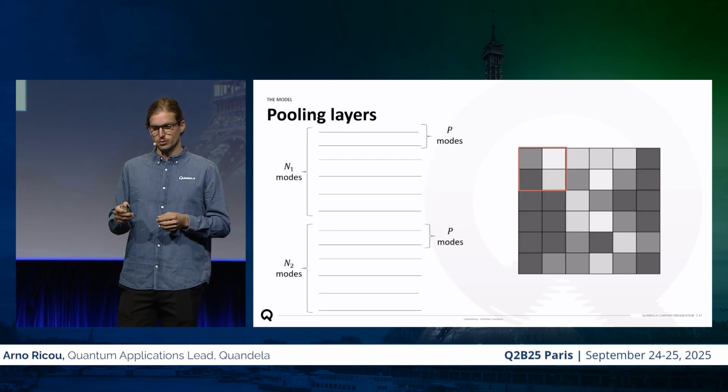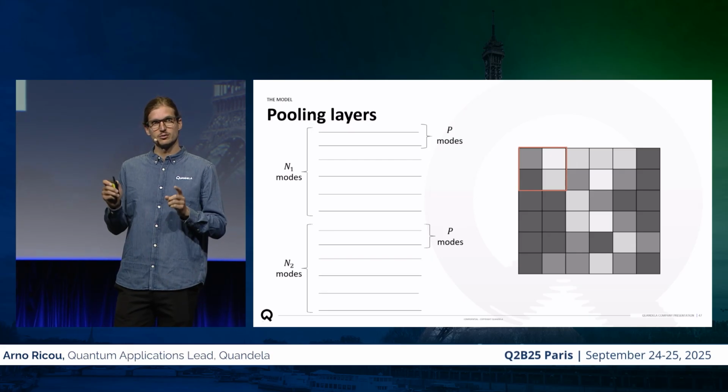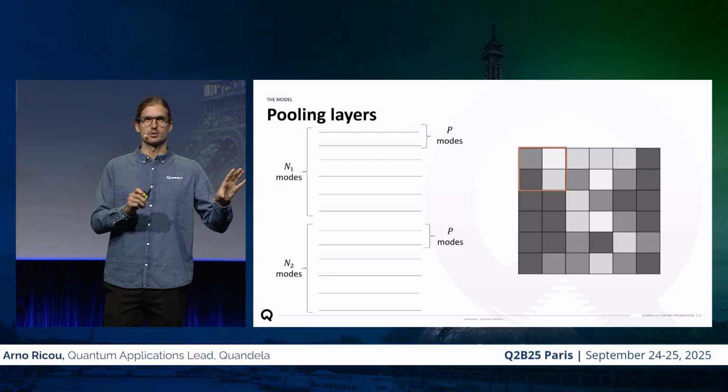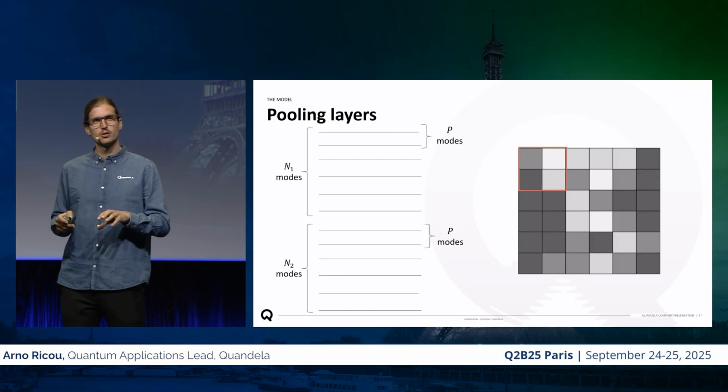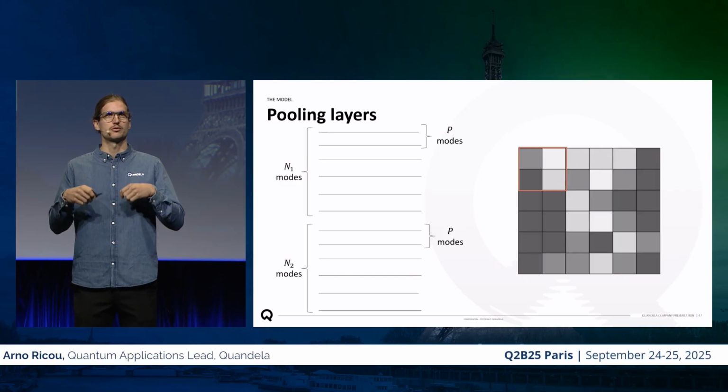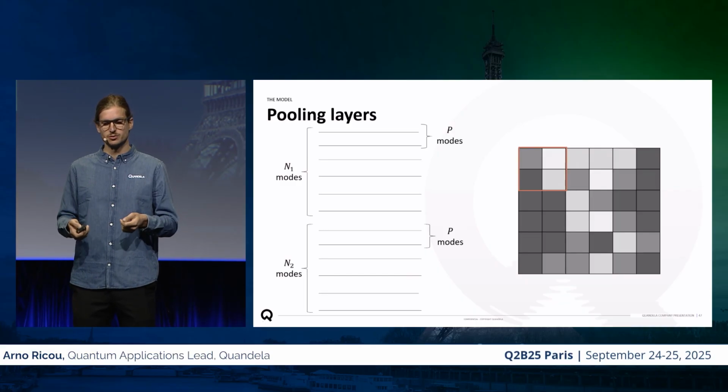And then the pooling layer will be as follows. So what I just showed was the convolutional layer. What you have here is the pooling layer. So the pooling layer will be what we call a feed-forward operation or adaptive measurement.